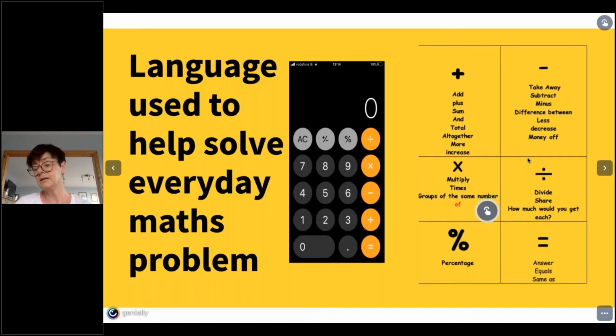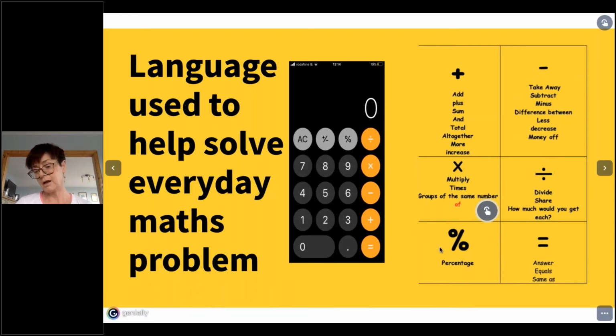Going on here, this is our division. If I'm talking too fast, please interrupt me and tell me to slow down. Here we have our divide sign. So if you want to share money, for instance, you've won the lotto and you want to share it between your family and there's 4 people in your family, you're going to divide by 4. If you want to know how much you would get each, you're going to divide.